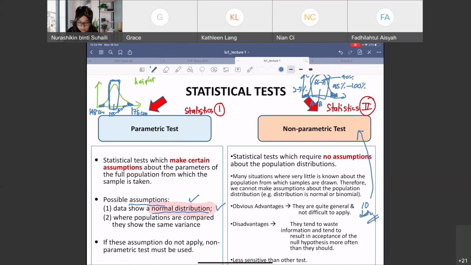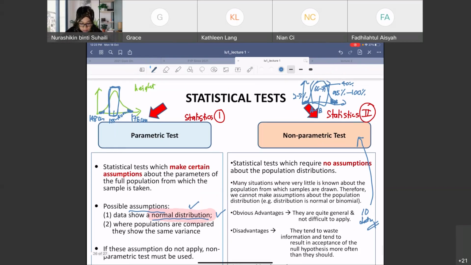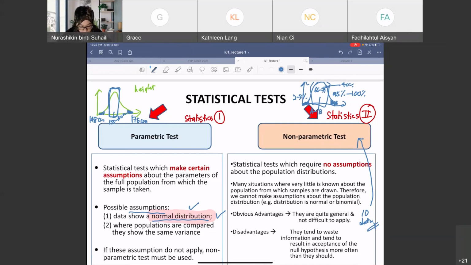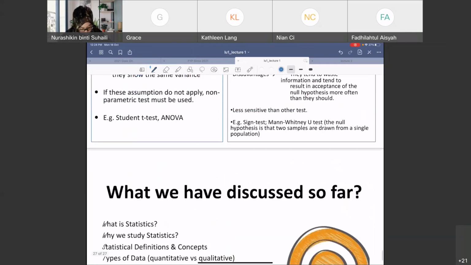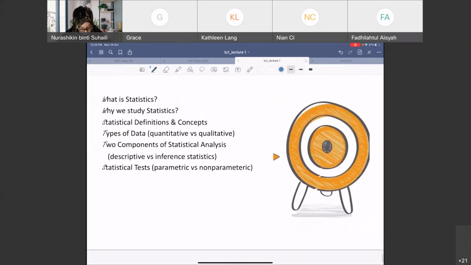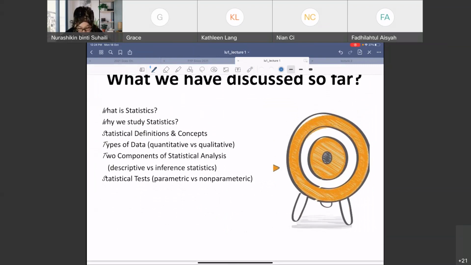Okay, I hope that's enough at this point for you to understand the types of data and the tests. We're going to deal with parametric tests or parametric data a lot in this Statistics 1 course. I think that's it for the intro. We're not done yet for this session.